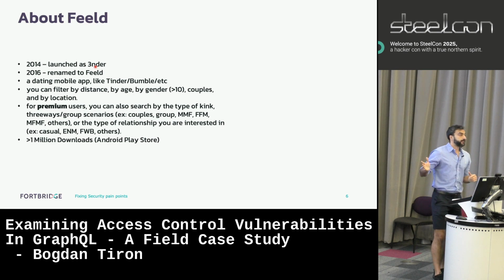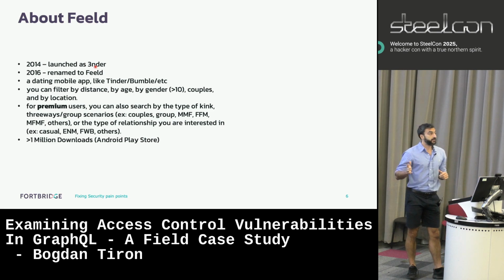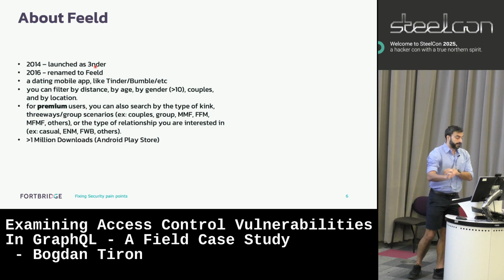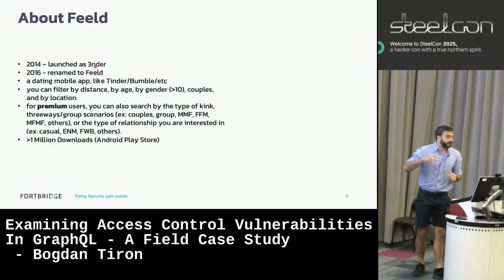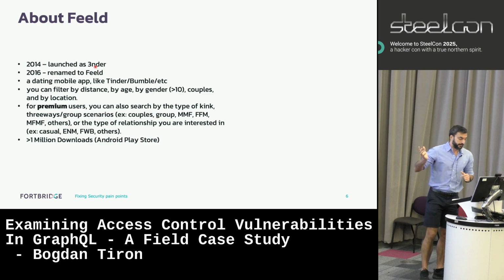You can filter by distance, by age, by location, by gender. There are more than 10 genders, and by couples. And for premium users, you can search for a specific type of kink that you're interested in, group scenarios, or the type of relationship you are interested in. On Android, it has more than 1 million downloads.